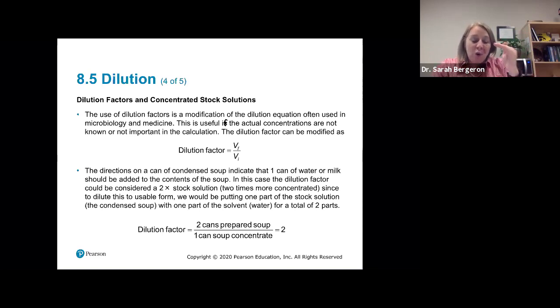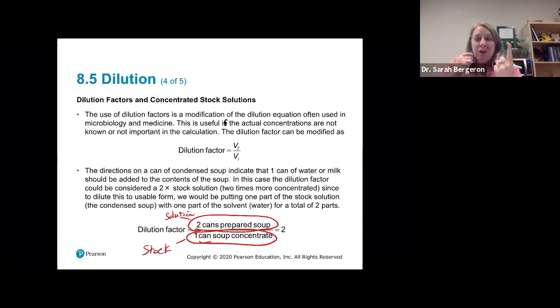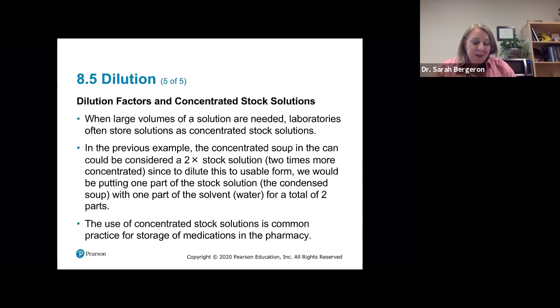You had your total solution. Here's your total solution, this is your solution. You had water plus the soup, that's your total solution, over your original stock concentration, right? So your stock was 1 can, and then you put in a can of water plus the stock. So that's 2 over 1. And so that gives you a dilution factor of 2. Okay. And we'll do some examples, right?